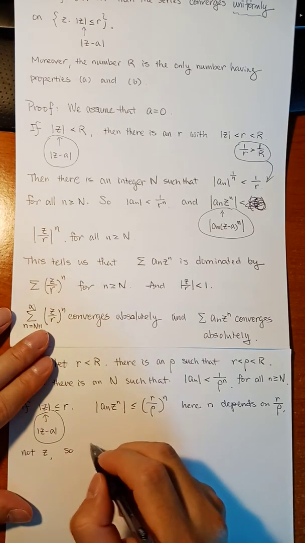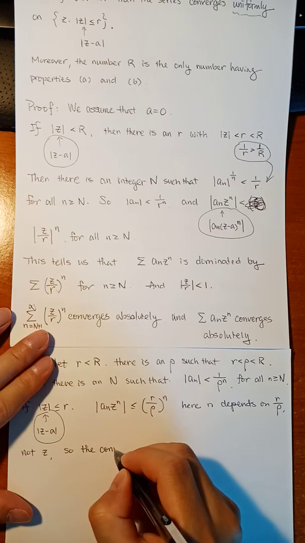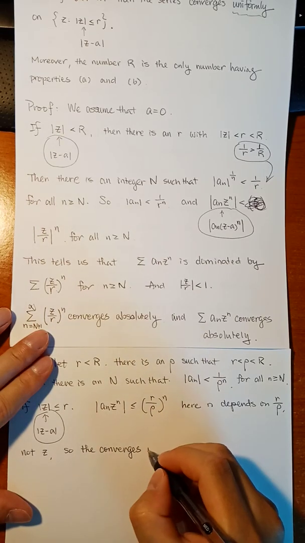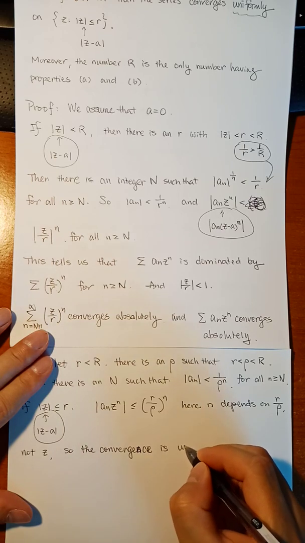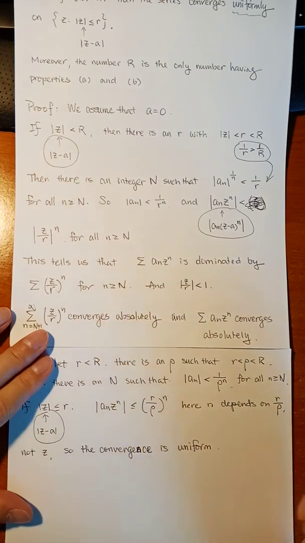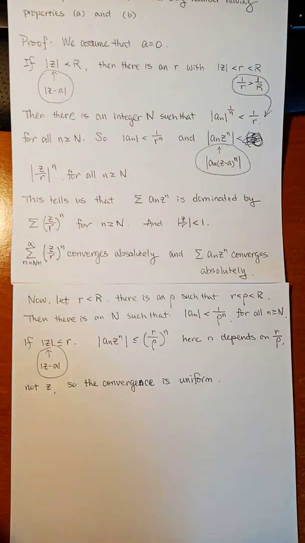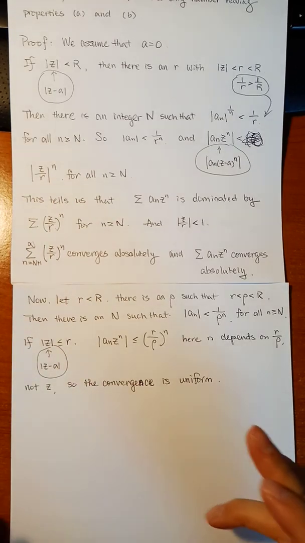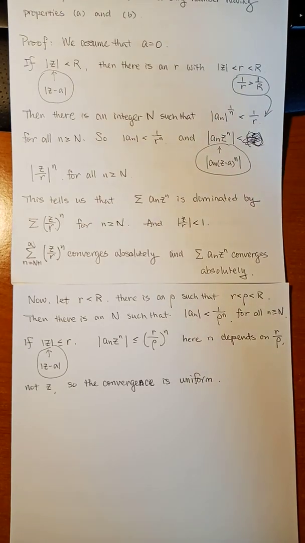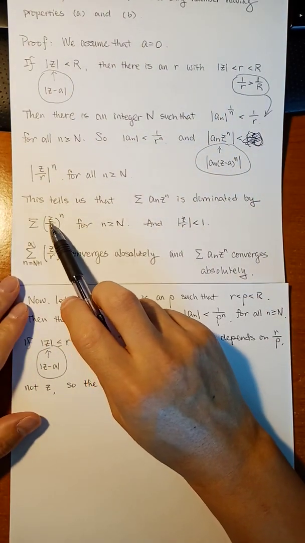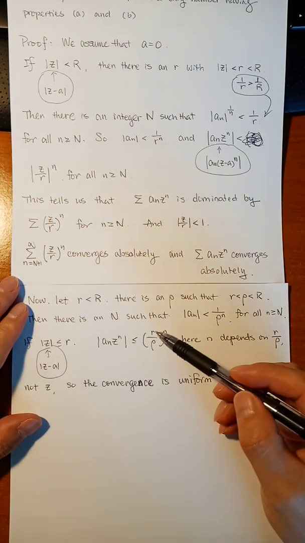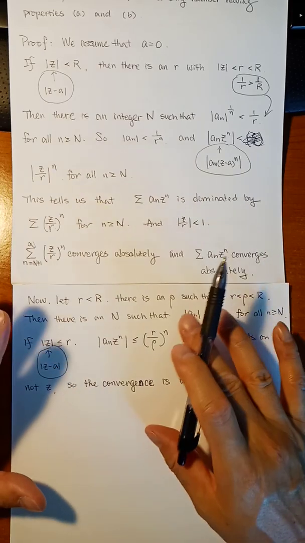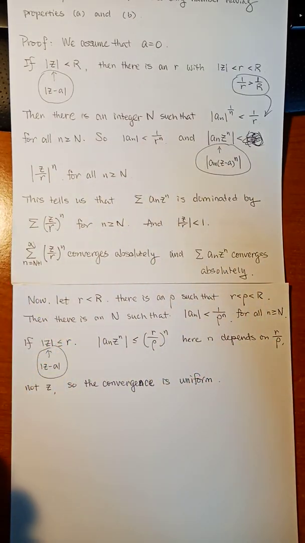It is uniformly convergent. So that's the difference between the previous stuff and this stuff. In the previous stuff, you need the z over r, it depends on z. But here we have r over rho. It only depends on r and rho. It does not depend on z.